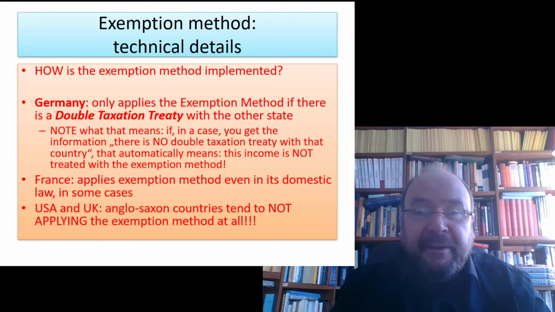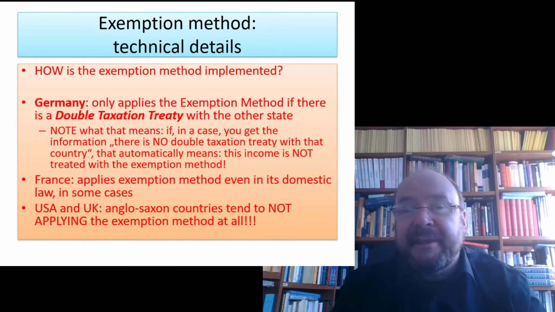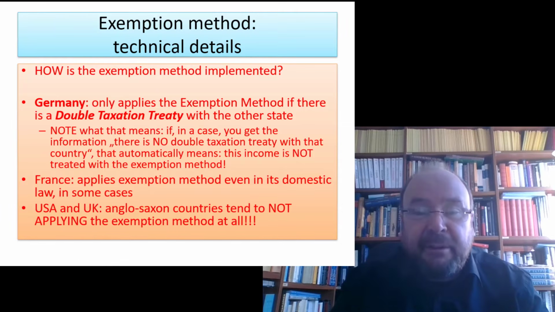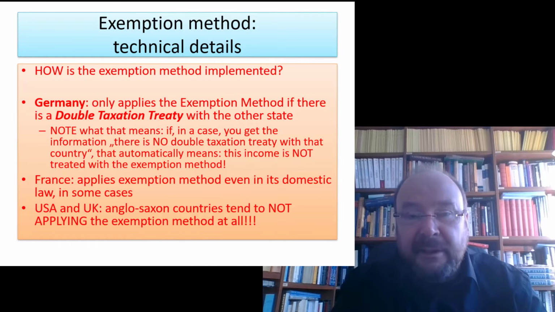And there is even another approach. Many Anglo-Saxon countries, or nearly all of them, have decided not to use the exemption method at all. So they said, we think that the privilege that people get away with a lower tax rate if they invested abroad, let's say 10% abroad, is something which we regard as horrendous. We never ever agree to the exemption method. So many countries do not even practice the method at all.